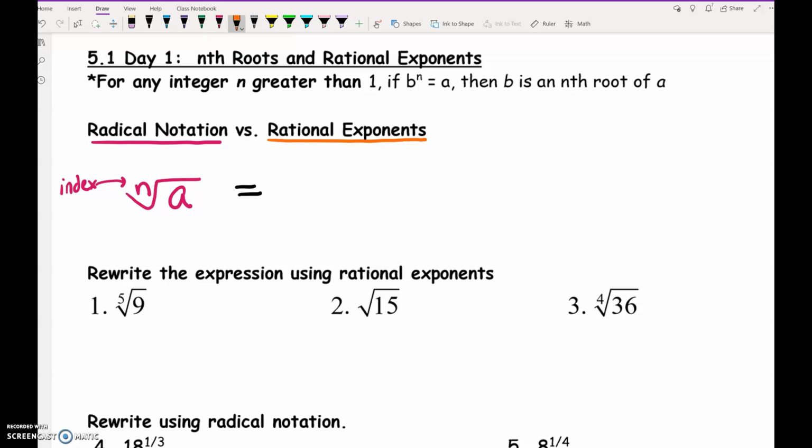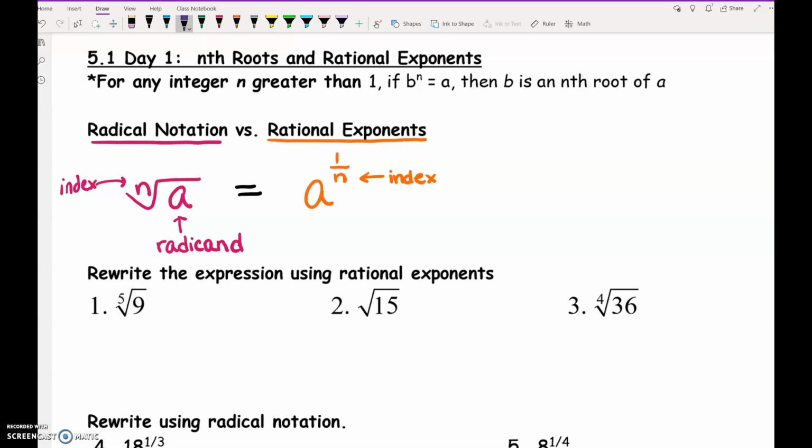Rational has the word ratio in it. It means fraction. It's an exponent that's a fraction. The nth root of a is the same as a raised to the 1 over n. Notice the index is the bottom of that fraction exponent. The a is known as the radicand. The radicand is the number under the radical. So if you ever hear me talk about the radicand, I'm talking about the number underneath the radical symbol.